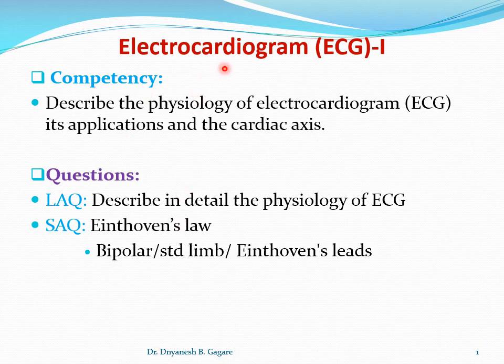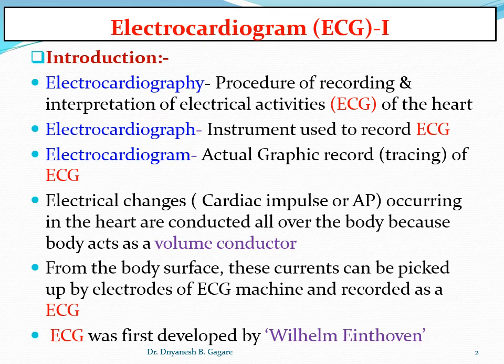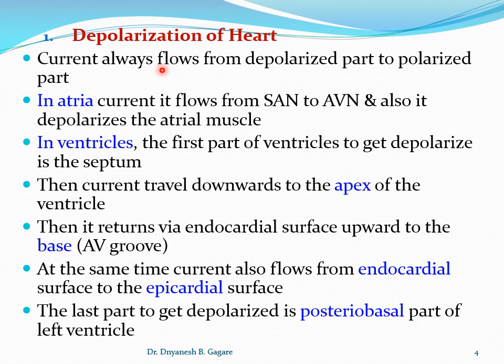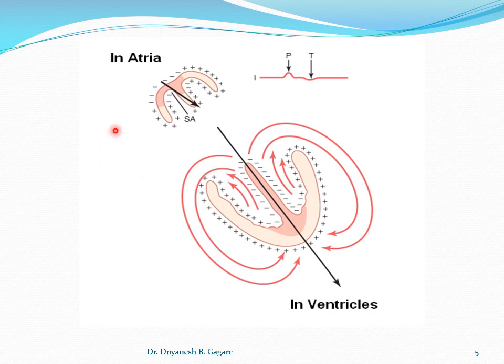Students, we are studying the physiology of the electrocardiogram. Till our previous lecture, we studied the introduction, then the use or importance of ECG, then the electrical activities of the heart, that is depolarization and repolarization. Then what is depolarization, how it spreads over the atria and ventricle, that is, the spread of depolarization over the atria and the spread of the depolarization wave over the ventricle.